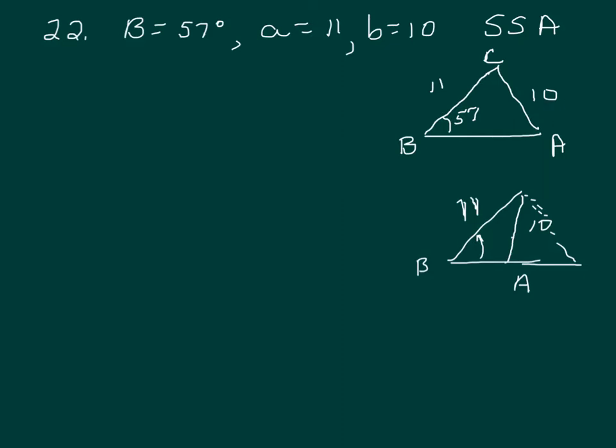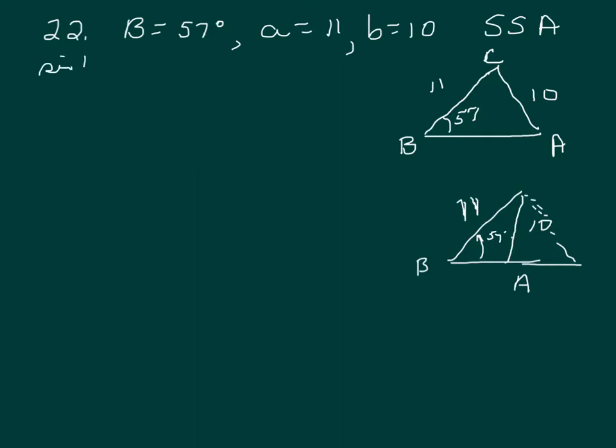But since this side is 10 and it is shorter than this side, that permits me to swing it back underneath and form another triangle here in which B is still 57 degrees. And the two sides are the same. But now this is an obtuse angle here at A, where in this case A has an acute angle. Those are the two triangles we want to solve. Let's look at the first triangle.